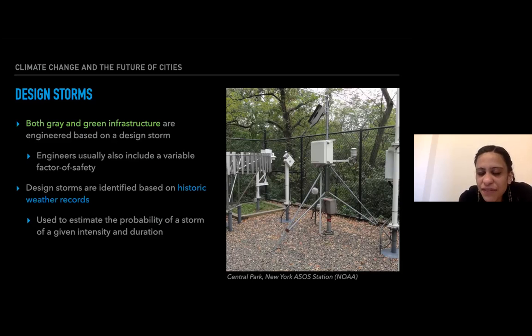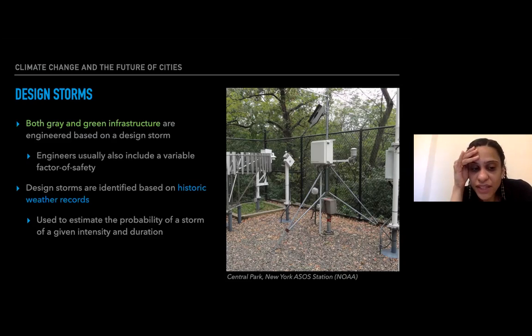We're saved from having pluvial flooding events that occur really frequently because engineers usually also included some sort of factor of safety. But that factor of safety is variable. And we know that the performance of our infrastructure is also impacted by other factors like clogging and maintenance, in addition to overwhelming the design storm.